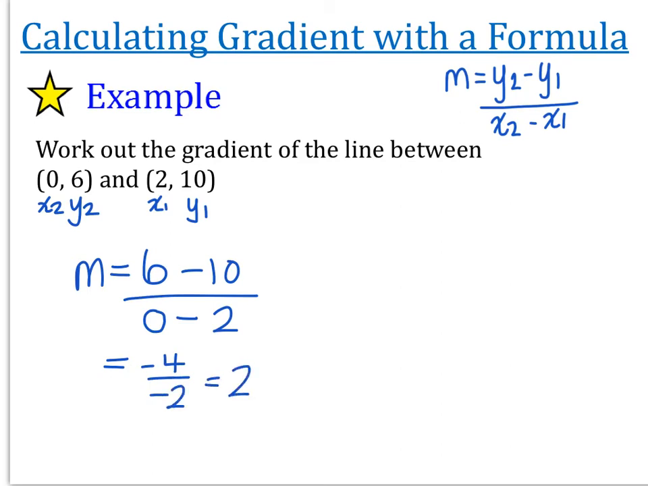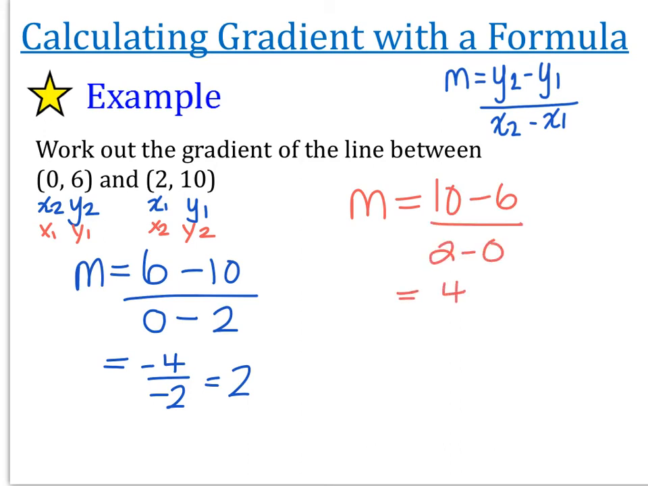Now, if I wanted to, I could do everything in a completely opposite direction. x1, y1, x2, y2. I'll show you that nothing changes. m is equal to 10 take away 6 divided by 2 take away 0, which is 4 divided by 2, which is still 2. So it doesn't matter which way you order them, as long as you don't suddenly change things up. You can't have x1 and y2 in the same pair.